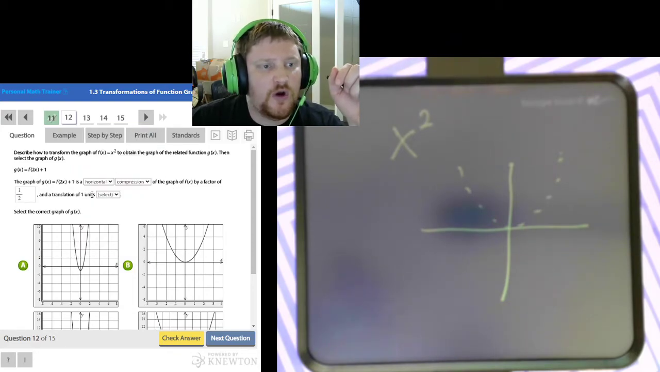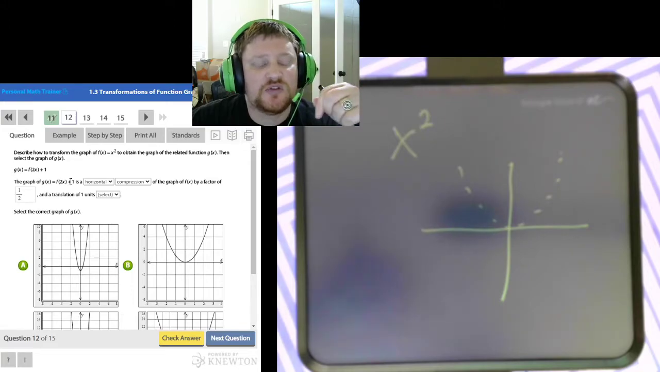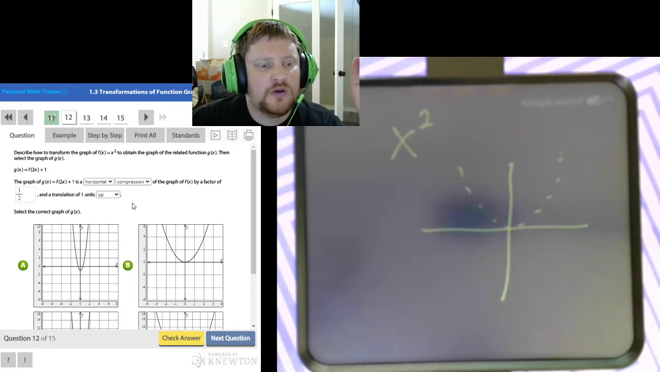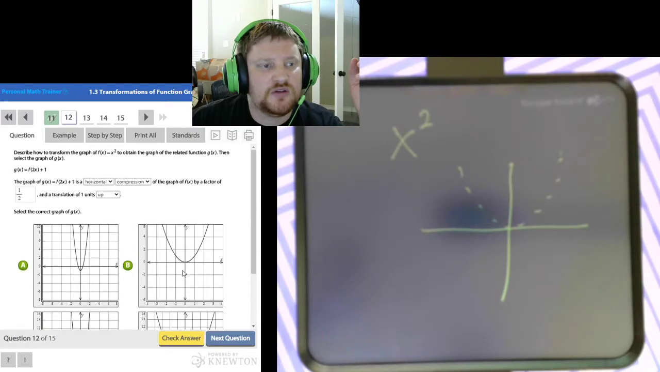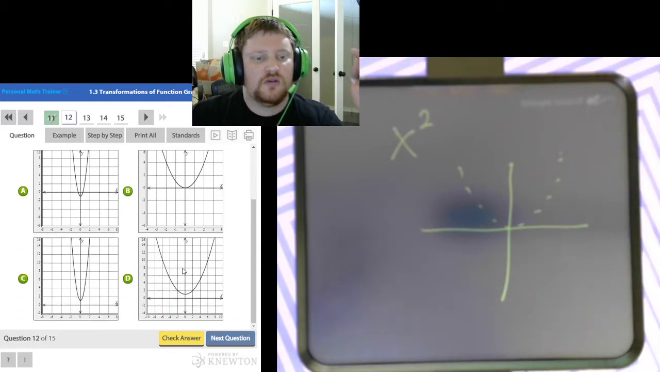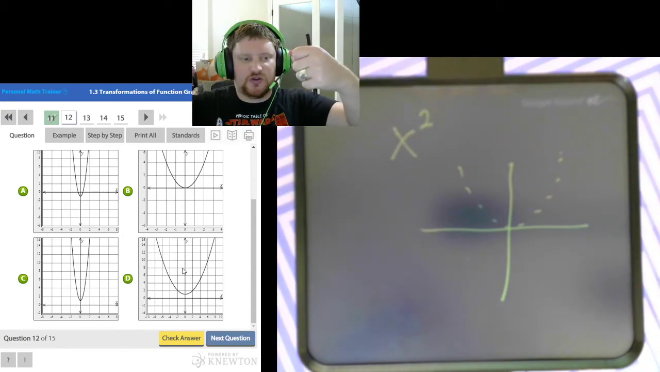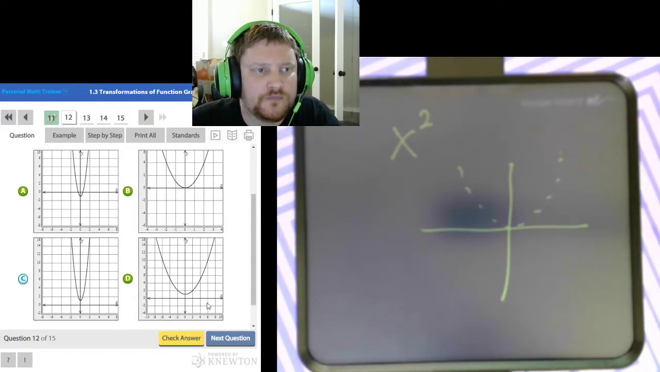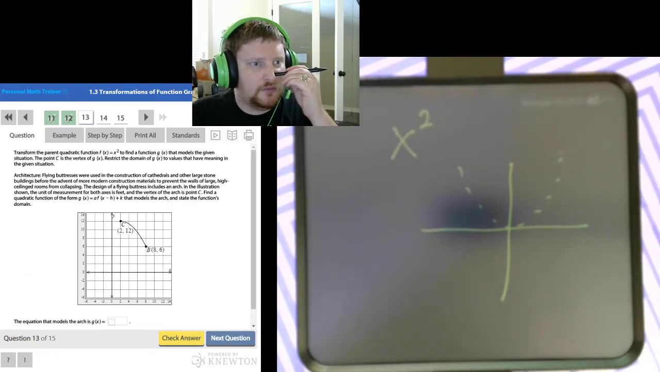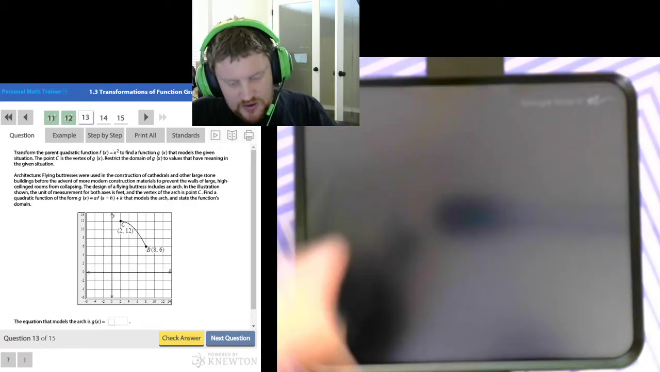In a translation of 1 unit, this plus 1 is on the outside, so it's vertical, and because it's outside, it's the way we think it should go. Plus means up. So we have 2 that are shifted up. This one is horizontally pulled apart, so that's a stretch. C, though, is horizontally pushed together, so that's the compression we're looking for. Number 13. Once again, we're talking about x squared.